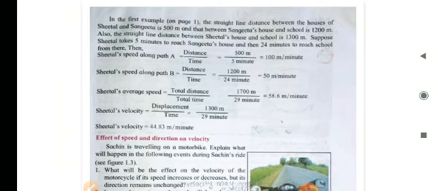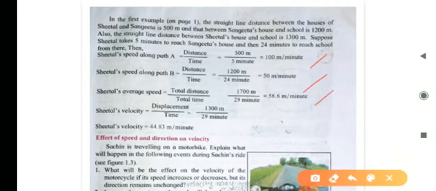Then Sheetal's speed along path A is equal to distance upon time, that is equal to 500 meters upon 5 minutes, that is equal to 100 meters per minute. Sheetal's speed along path B is equal to distance upon time, that is equal to 1200 meters upon 24 minutes, that is equal to 50 meters per minute. Sheetal's average speed is equal to total distance upon total time. So 1700 meters upon 29 minutes is equal to 58.6 meters per minute.